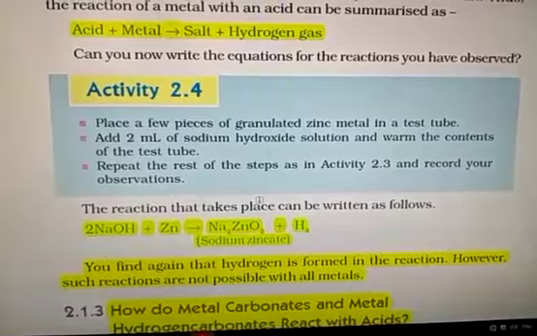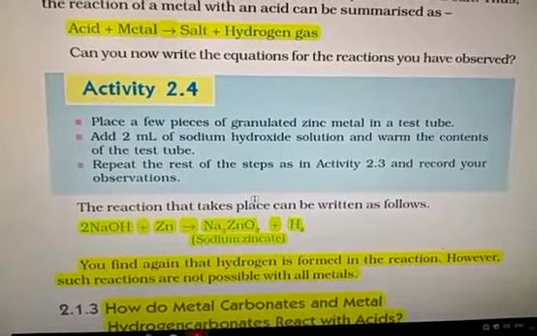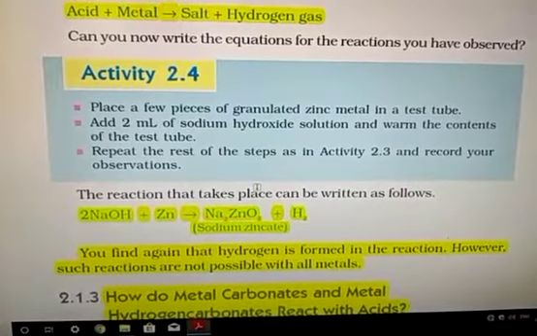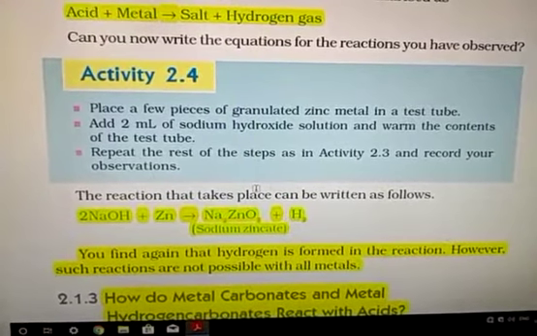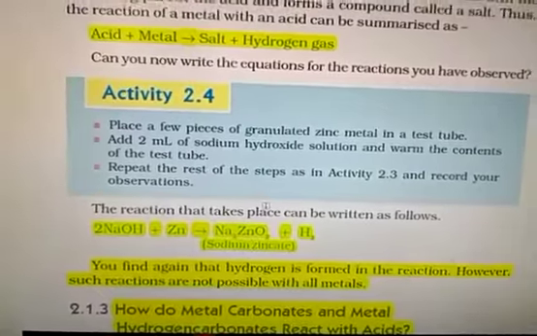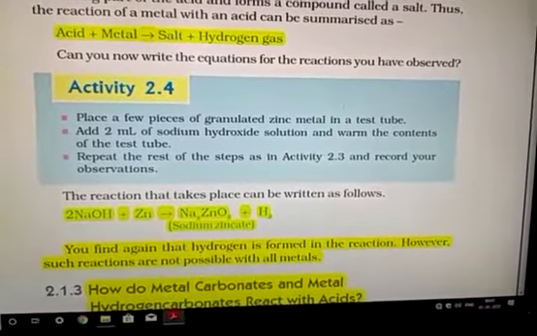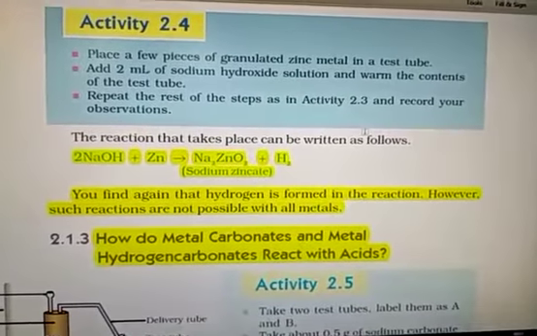Here we are going to study the reaction of zinc with sodium hydroxide. Sodium hydroxide reacts with zinc to give sodium zincate plus hydrogen gas. The experiment will be done in the same manner, but the reaction is very slow in comparison to sulfuric acid.